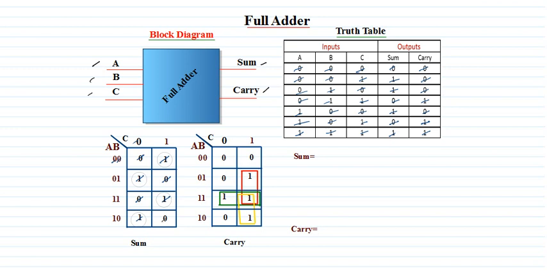Similarly for the carry, for 0 0 0, the carry is 0. For 0 0 1, carry is 0. For 0 1 0, carry is 0. For 0 1 1, there is a carry. And for 1 1 0, there is a carry.